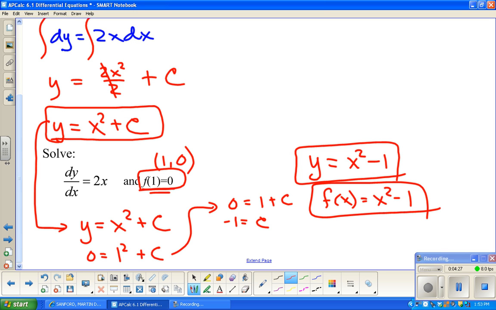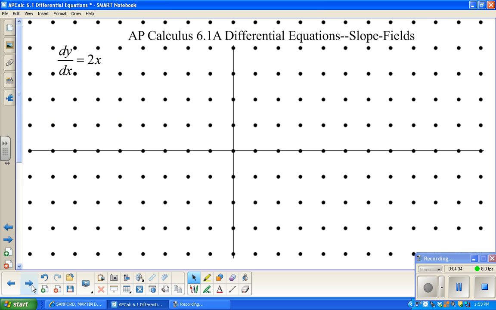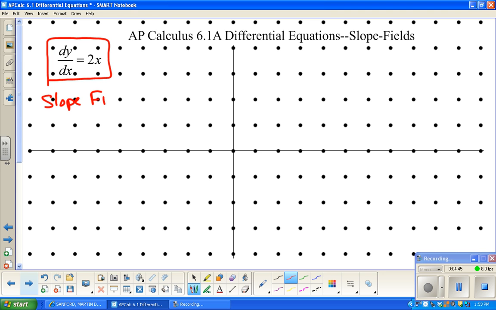Okay. Now I know that's one little speedy example, but what I want to do then is take this same dy/dx equals 2x, and what the heck is that? Yeah. All right, so what we're going to do is what's called a slope field, and then we're going to connect it back to what we just did.